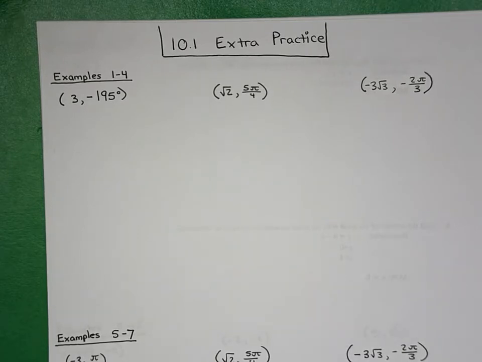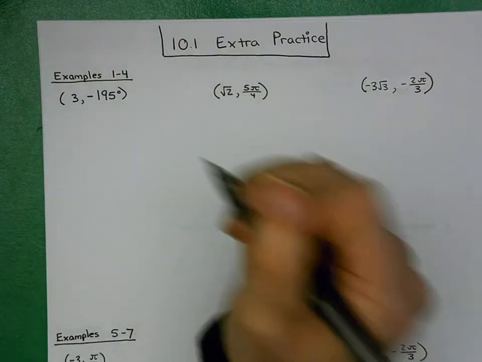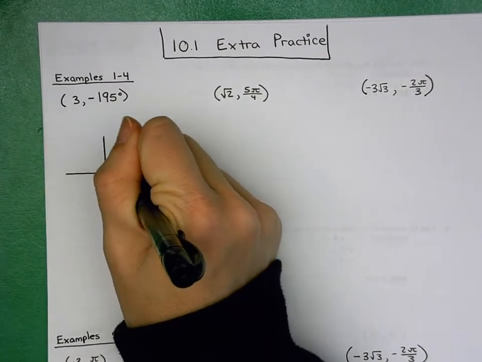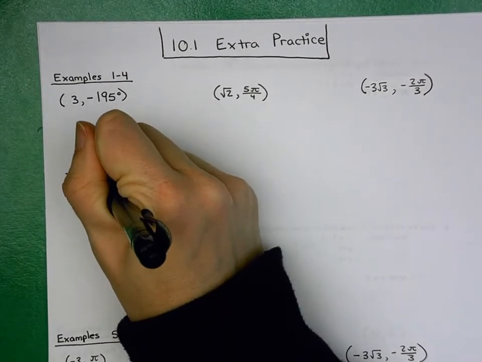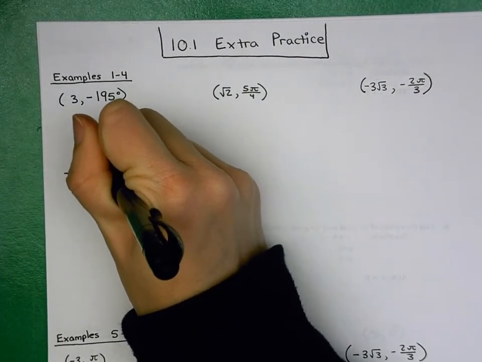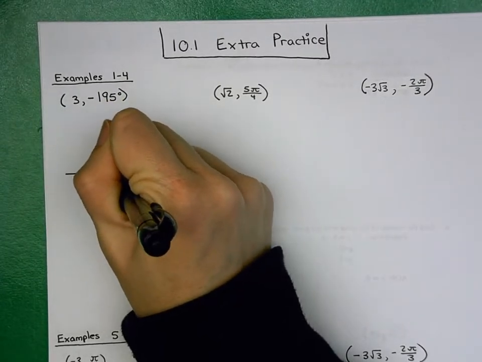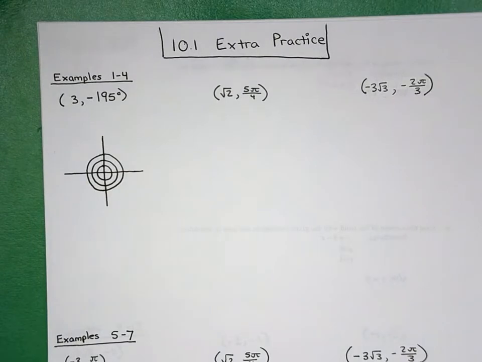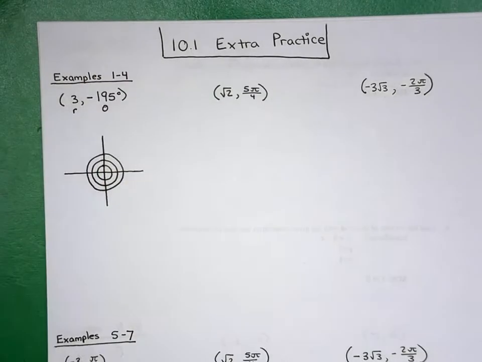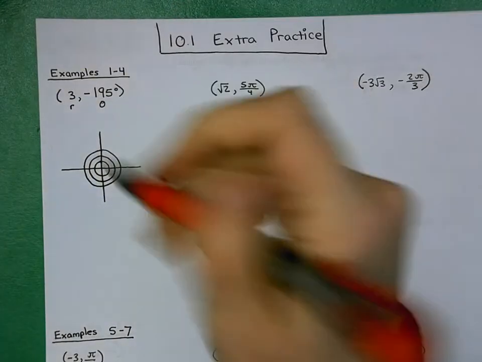First 3, like examples 1 through 4, we've got some polar coordinate points that we are looking to graph, and that's all we're doing. Okay, so we have first up 3, -195 degrees. I'm going to go ahead and give myself a little coordinate axis here. Okay, so radial line. A reminder with graphing polar coordinate points, it's r, theta. So my theta here is -195 degrees.